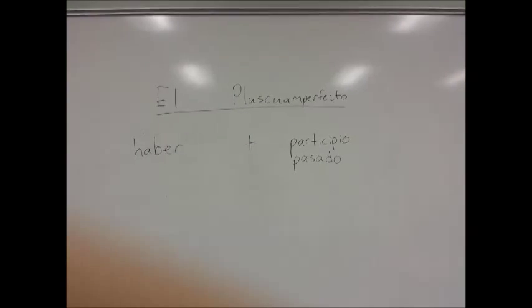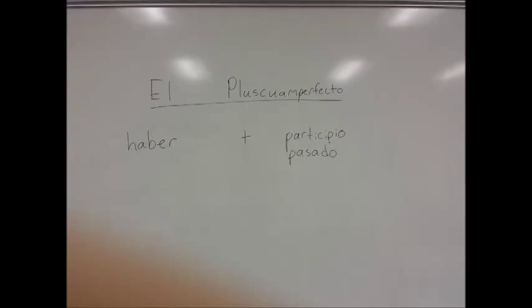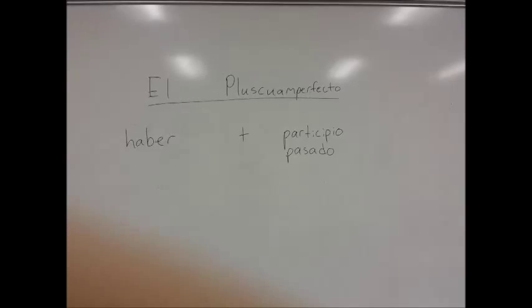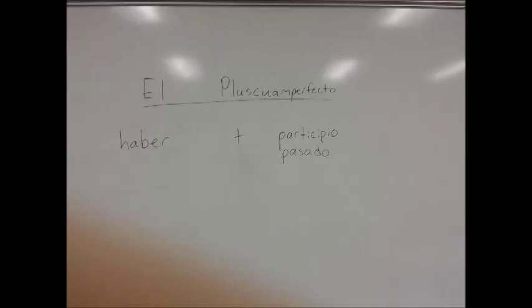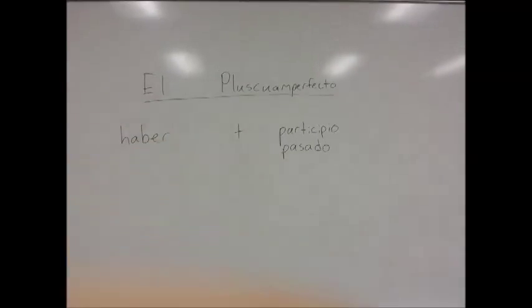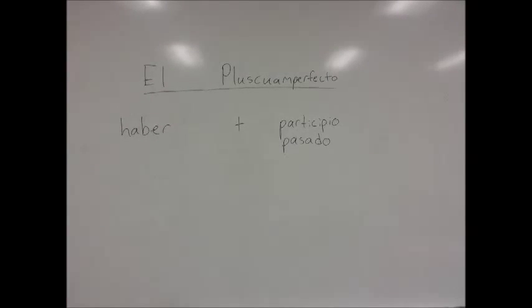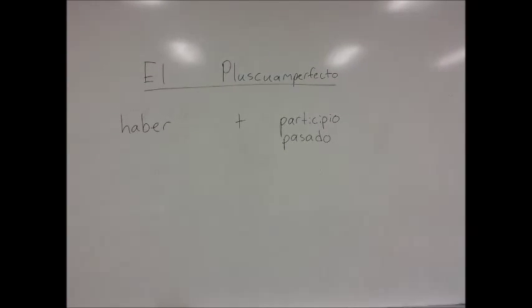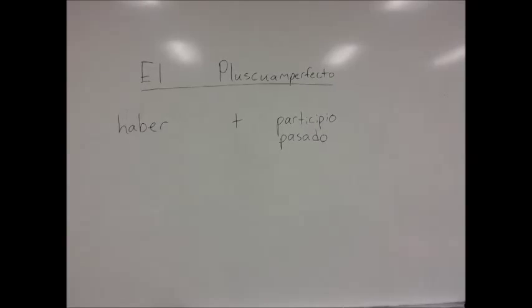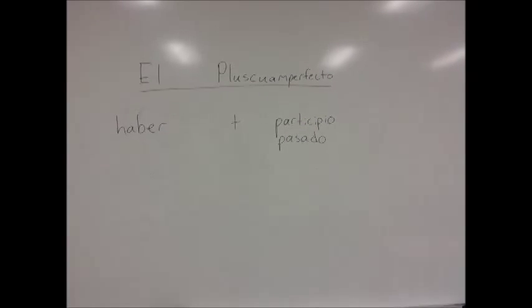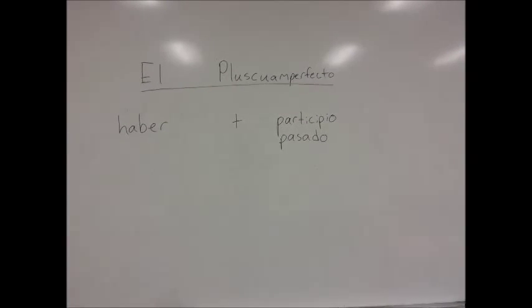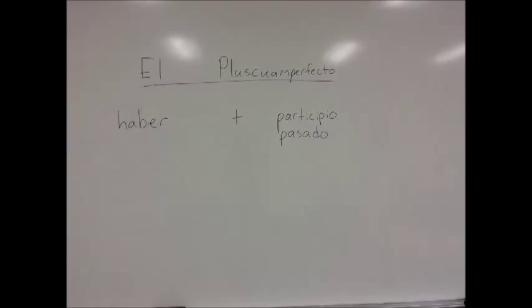To conjugate a verb in the pluperfect, you need two things. First, you need a form of the verb haber, and then you need the past participle, or the participio pasado. What makes the pluperfect different from the present perfect that we just learned is that the pluperfect is talking about something that happened very, very far in the past.